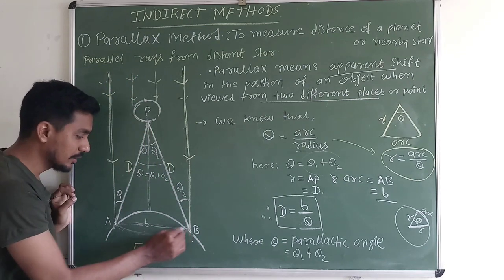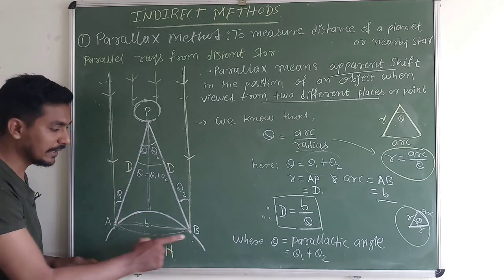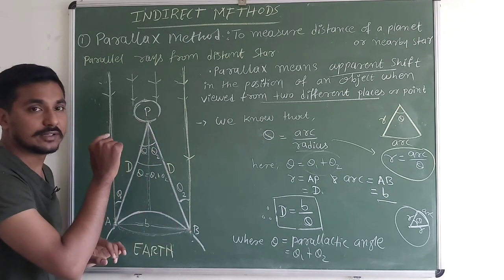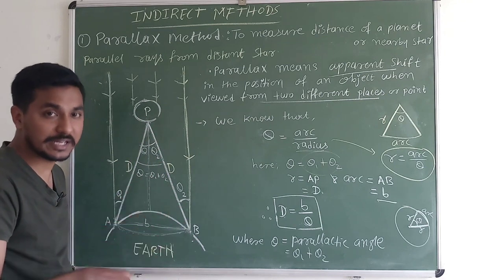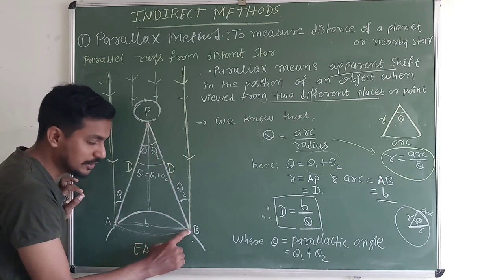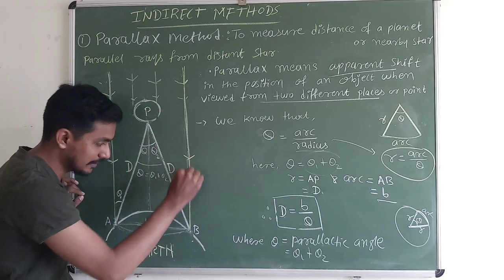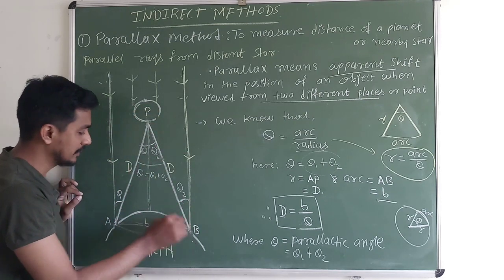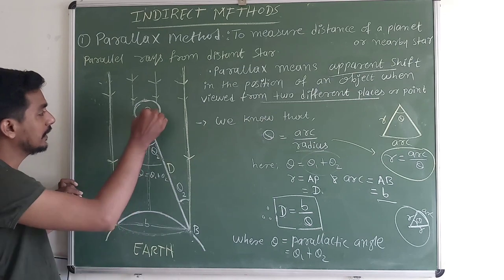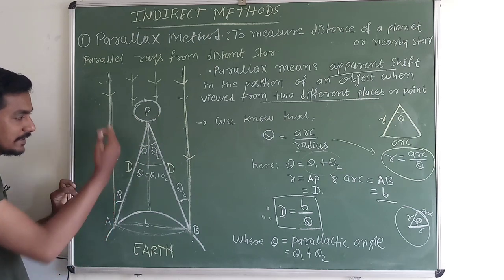We will consider only two points, and we put our telescope at these two positions, A and B, and observe this planet from both positions at the same time. If I observe this planet from position B, it will make an angle theta 2. Similarly, if I observe this planet from position A, it will make an angle theta 1 with this imaginary line.